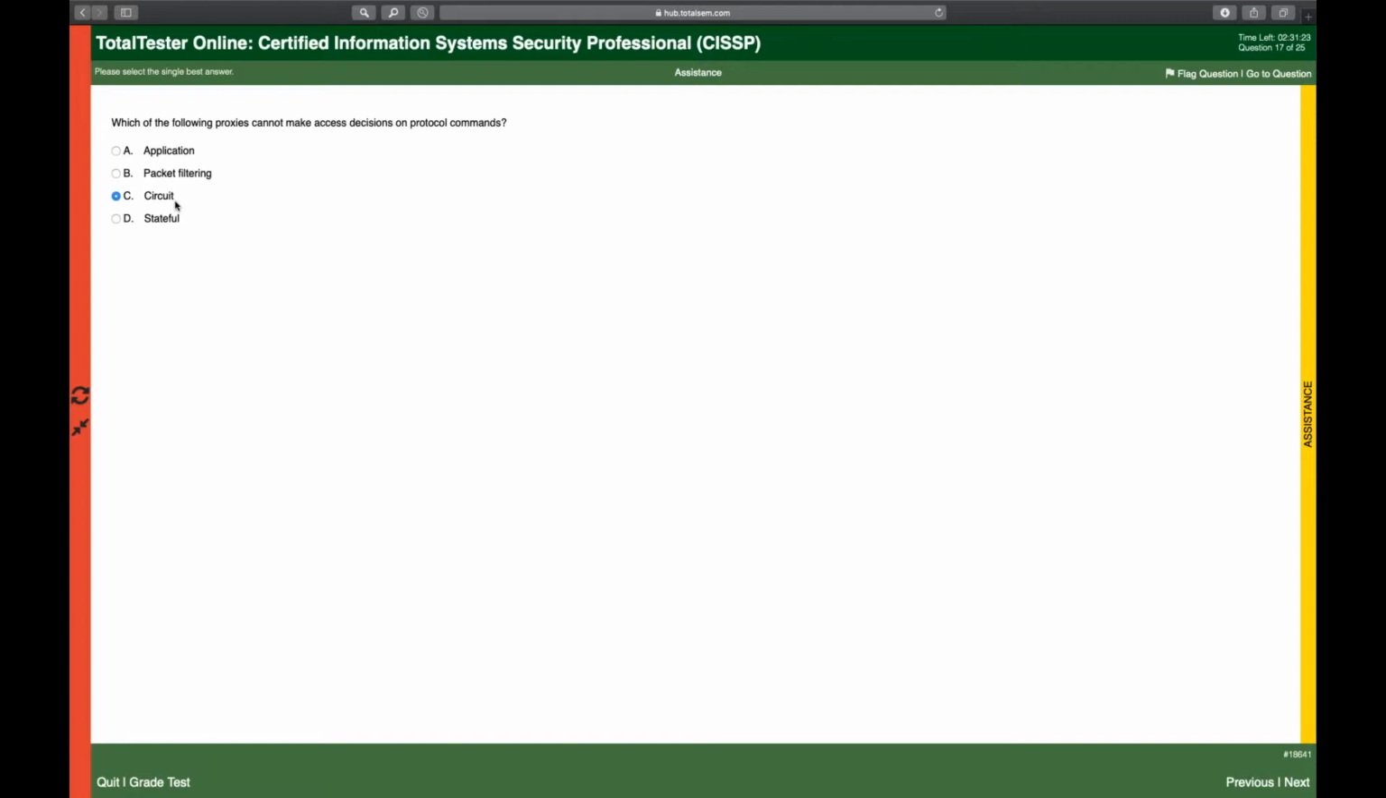Charlie, circuit level proxies would be low, at a lower level of the OSI model. Packet filtering was pretty low, but it's higher than circuit, and then stateful inspection is up there with application. What's the packet filtering? Where do you think that is happening? Probably at the network layer. Okay. Could be data link, the uppermost layer of the data link layer, I think. All right, we'll see on the back end.